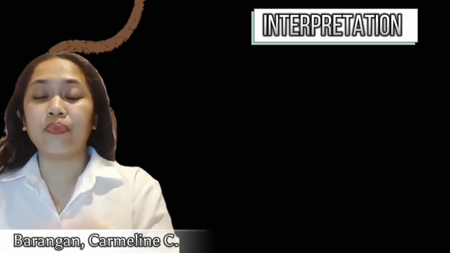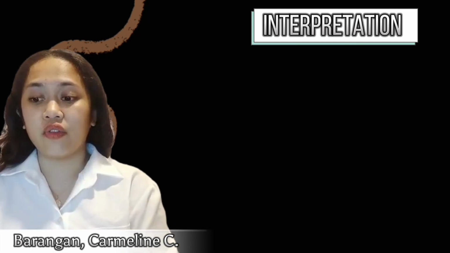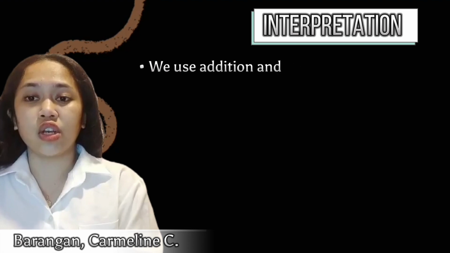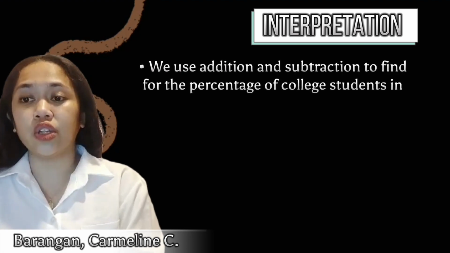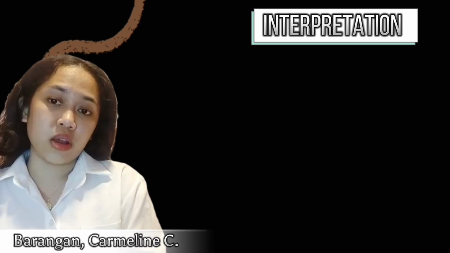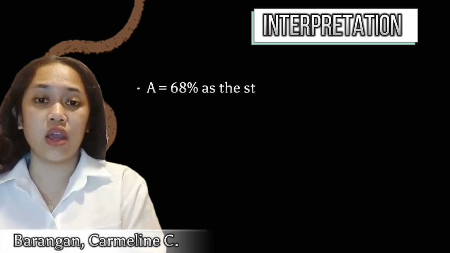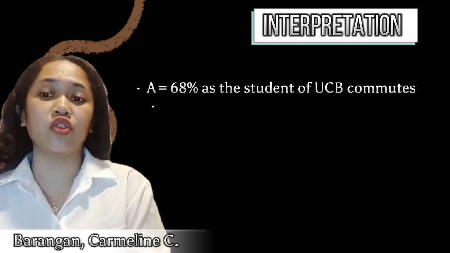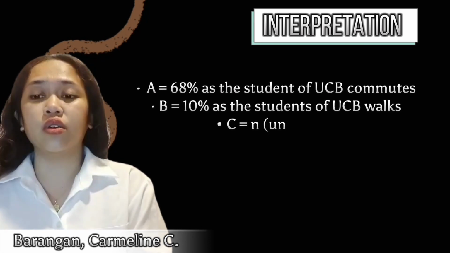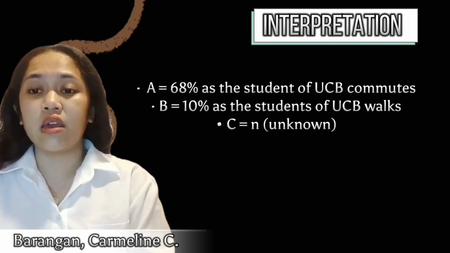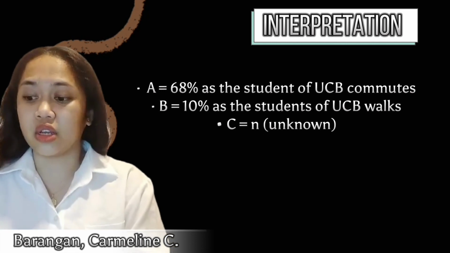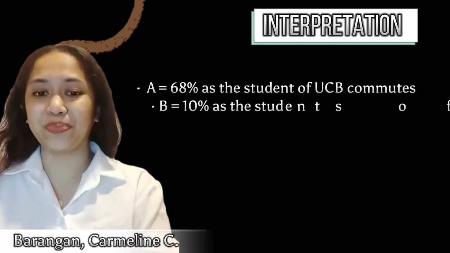In order to get the percentage of the remaining students who use personal service, we use addition and subtraction to find the percentage of college students in UC Manila who have personal services. Let's say we use A, where we let A be the 68% of the students of UC Manila who commute, and let B be the 10% of students of UC Manila who walk, and C will be the remaining, or the unknown, that we need to get, the percentage that is lacking in the problem.